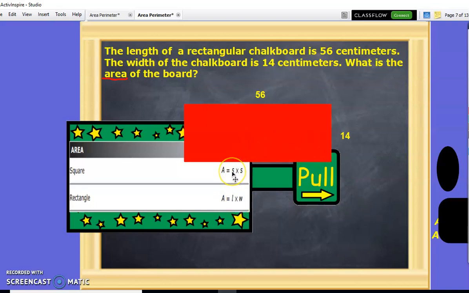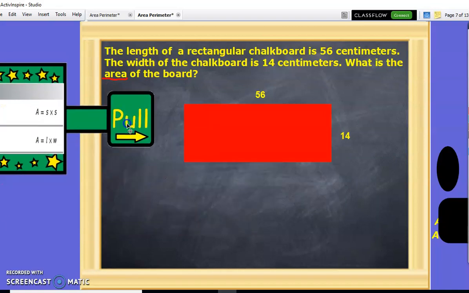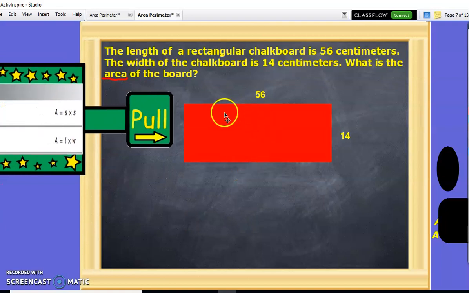For a square, you're multiplying the side by another side. We're working with a rectangle, so we're going to use this formula. A is equal to 56 multiplied by 14.